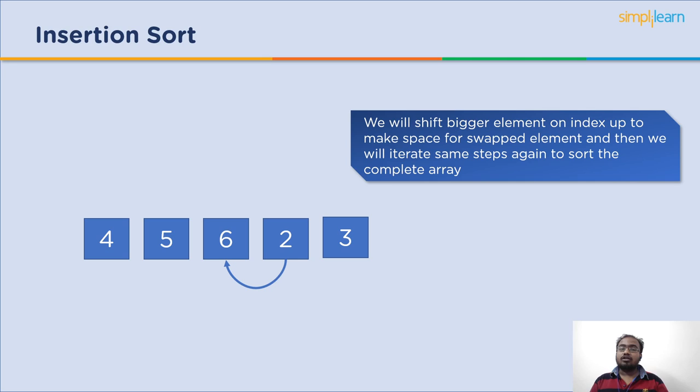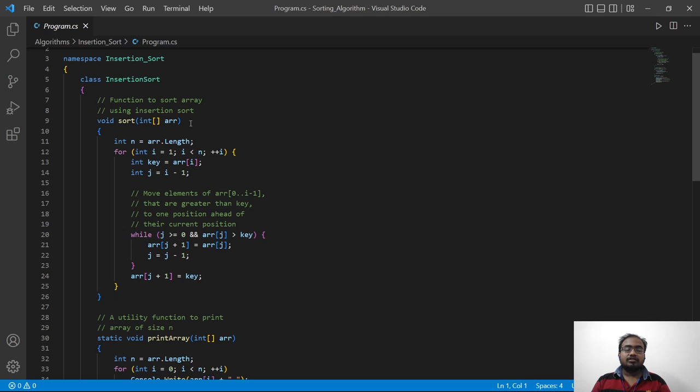Now let's try it with a code explanation in Visual Studio Code. So let's get back to our Visual Studio Code. Here's our insertion sort code. So first we have a function to sort this array. This is called the sort function.